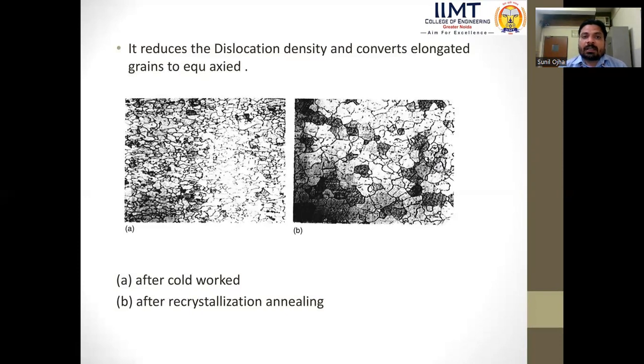It reduces the dislocation density and converts elongated grains to equiaxed. Figure A is after cold work, and figure B is after recrystallization annealing.